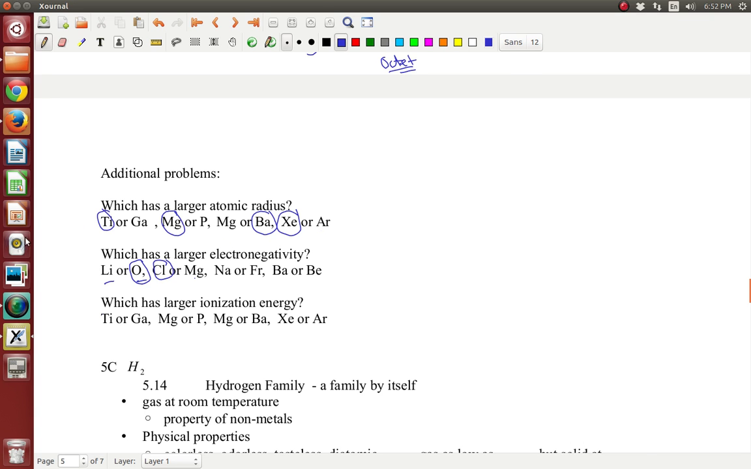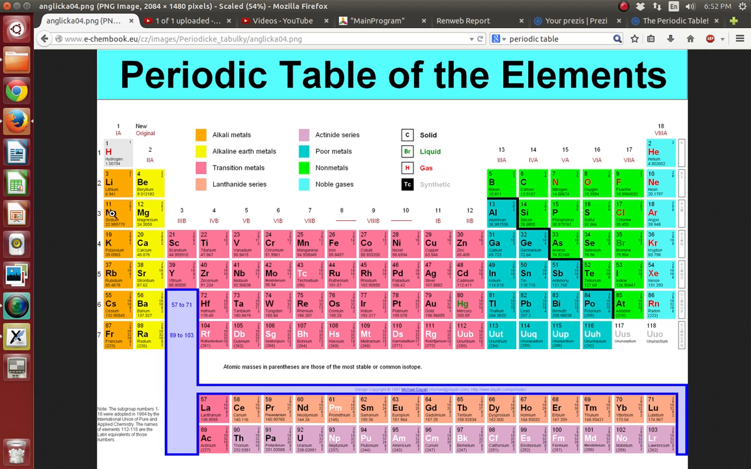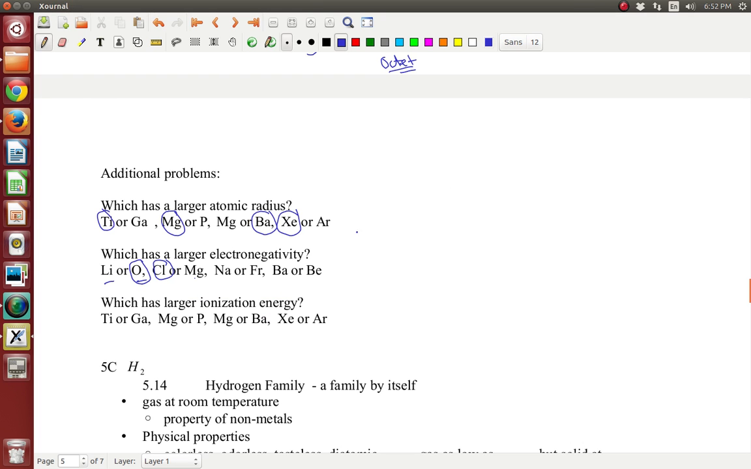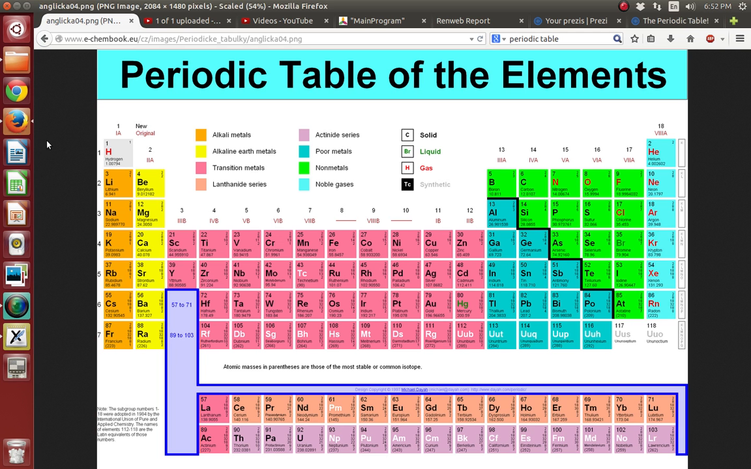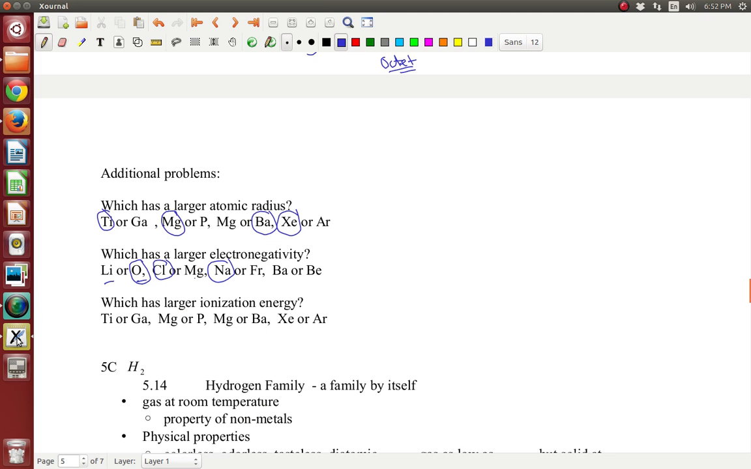Sodium or francium. Sodium is right here, and francium is right here. Francium is much bigger, so it's easy to take away its electrons. Sodium is much smaller, so it's not as easy. So sodium would have the bigger electronegativity. And then barium or beryllium. Barium is much bigger. It's easier to take away its electrons. Beryllium is much smaller, harder to take away its electrons. So beryllium would have the higher electronegativity.